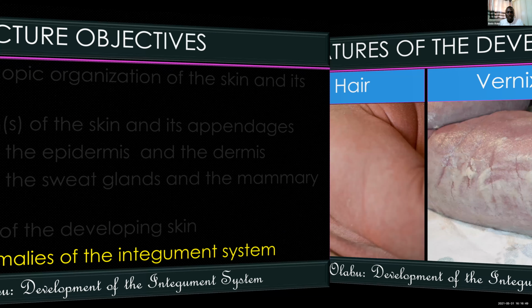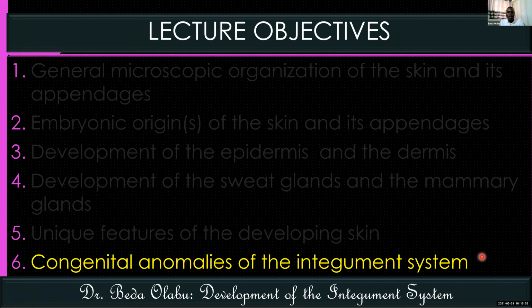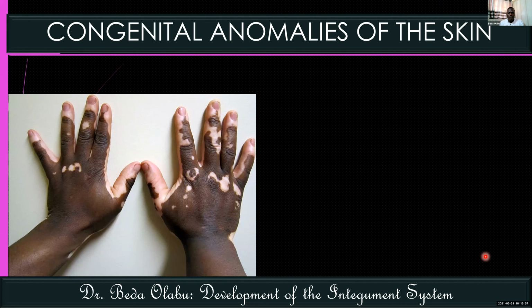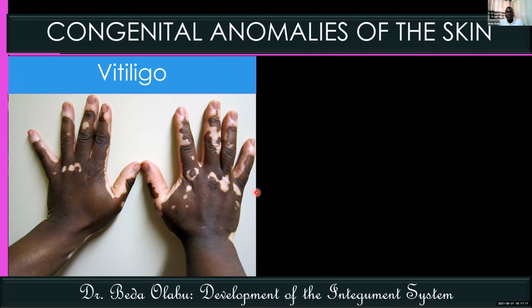I will now finish with congenital anomalies of the integumentary system. I'll start with anomalies of pigmentation. I'll highlight two anomalies of pigmentation. The first one is where you have some patchy areas of depigmented skin. This is what we call vitiligo. It could be congenital, but mostly it is acquired. The acquired one could be due to autoimmune disorders that target melanocytes or some drug reactions, but it can also be congenital.